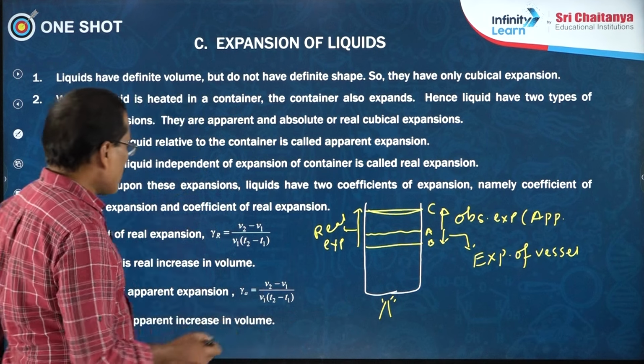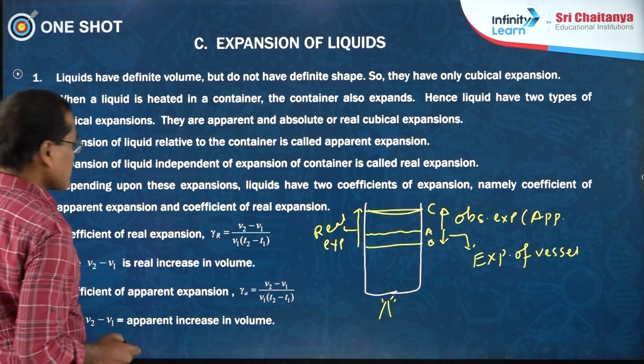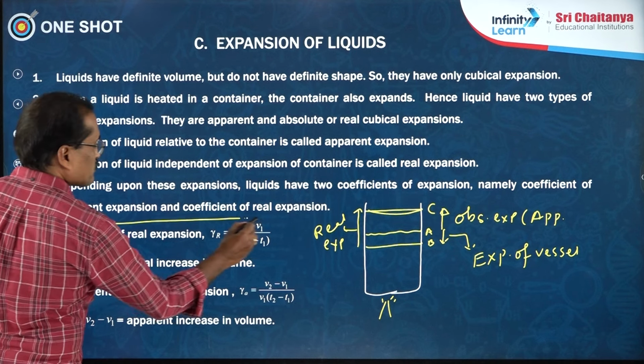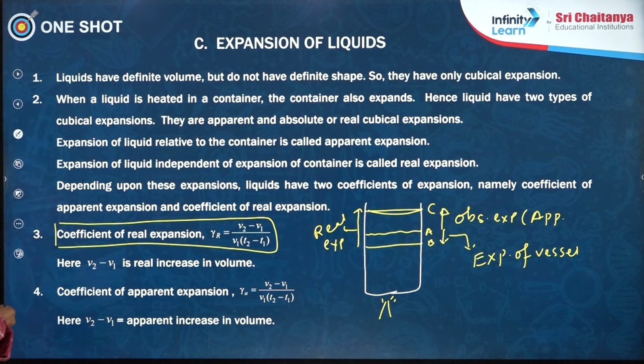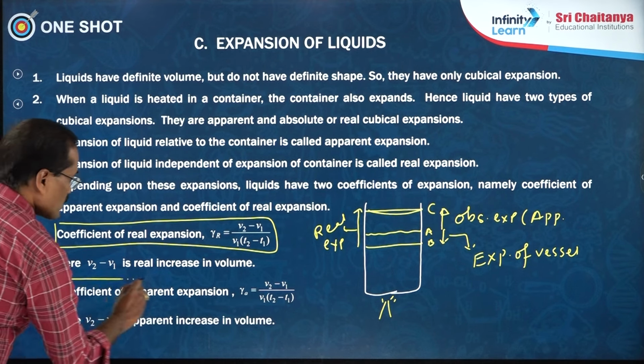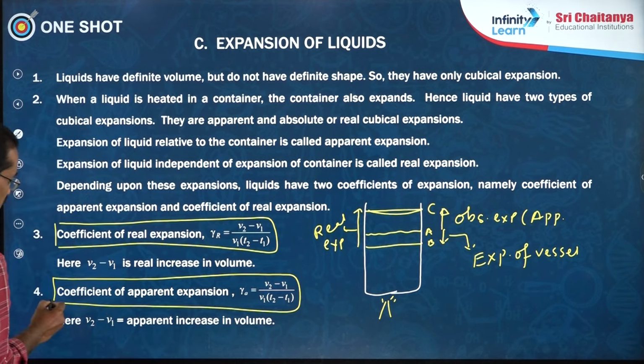Right. Now, based on that we have certain relations, and all we will discuss. Now, like expansion of solids, there are two kinds of expansions. The first one is real expansion, the other one is apparent expansion, and the coefficient of real expansion and the coefficient of apparent expansion also will be there. These are the two different kinds of expansions in the case of liquids.